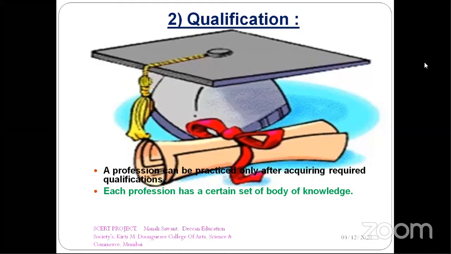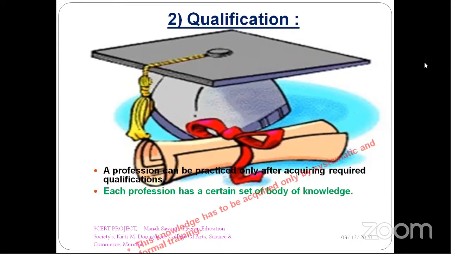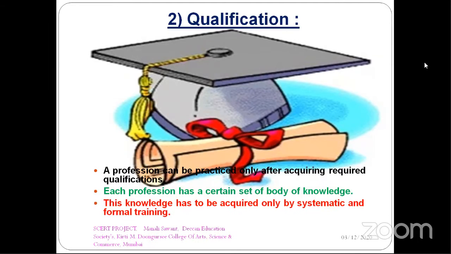Each profession has a certain body of knowledge. Every profession requires knowledge, and the requirement is again different. Whenever we say a medical practitioner is a professional, oh yes, he is a professional. But within that, there is a dentist, a skin specialist, an eye specialist. So they have a special kind of knowledge required in the profession. This knowledge has to be acquired only by systematic and formal training. So you should be a graduate, you should have completed your 12th, then you have to clear your entrance test, then you have to take the degree from a reputed organization or university. Then only are you capable of acquiring the profession.